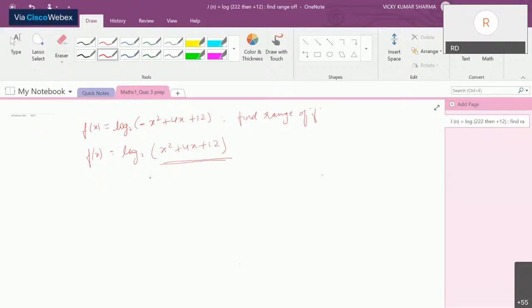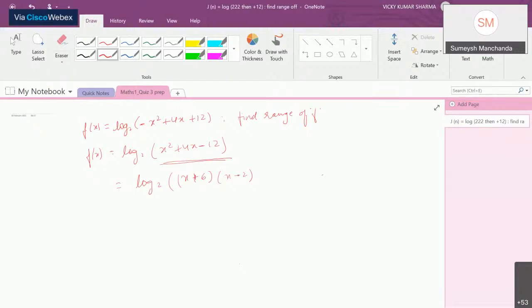Okay, take it as minus 12. So now when you factorize this, it will be plus 6 and minus 2. So plus 6 and minus 2. Yeah, x plus 6 and x minus 2, correct.